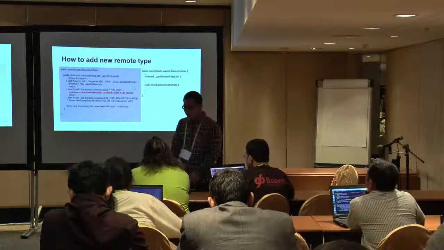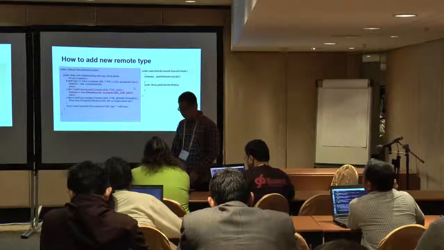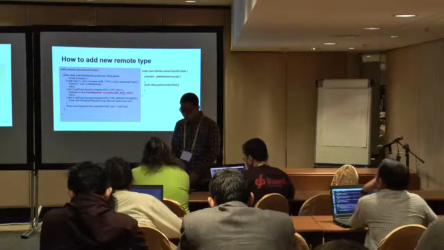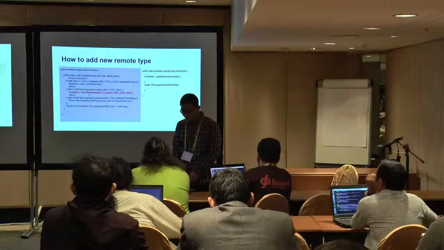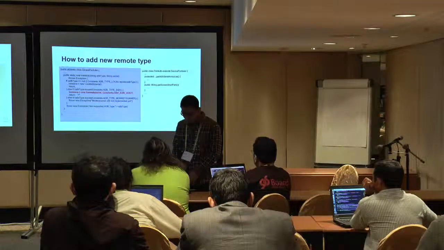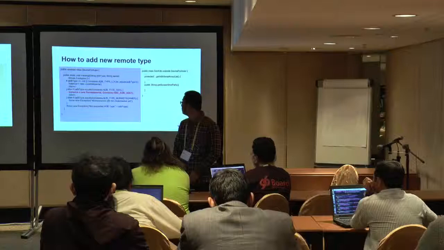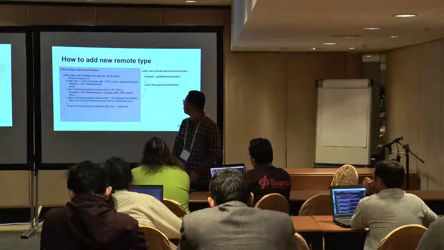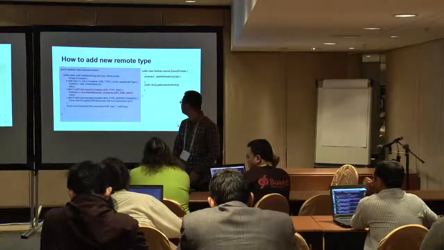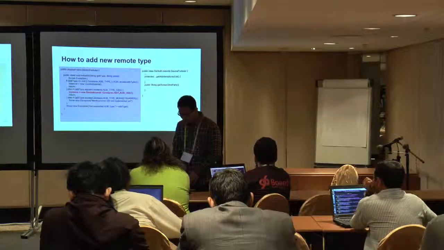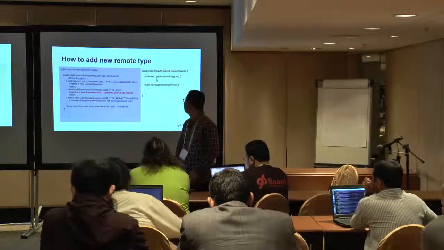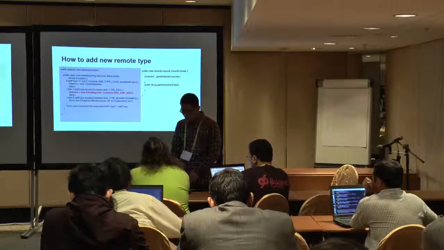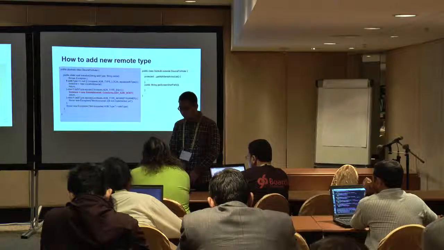Here is how to add a new remote type. This example is about adding the support for SSH protocol. First, add the entry as the initialization in the device for Aster classes, like here, and add the new remote type class implementation for the new remote type.